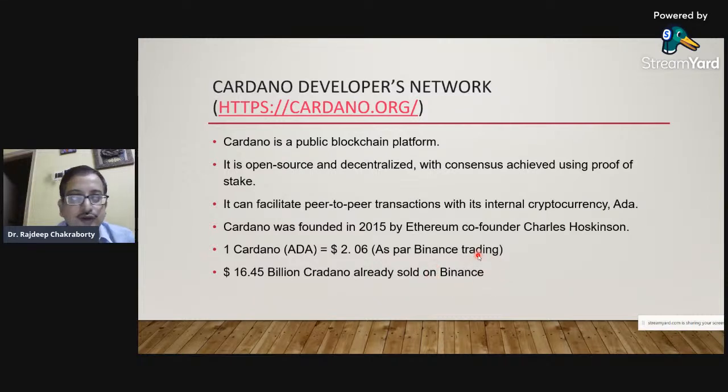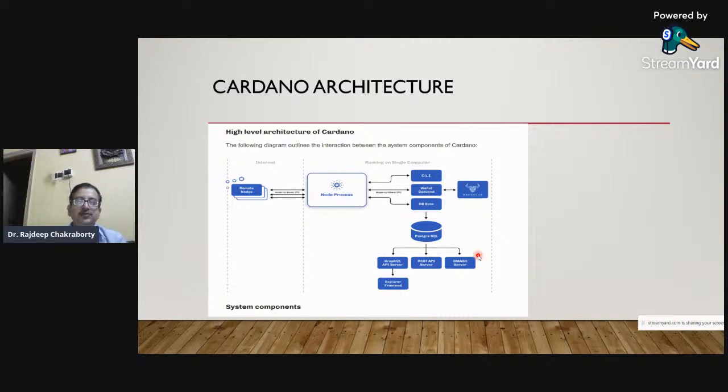Now this is the basic architecture of Cardano. In the Cardano architecture, we have the nodes, and inside every node this runs. Nodes have processes. The process has the CLI, the wallet backend, DB sync, and PostgreSQL.